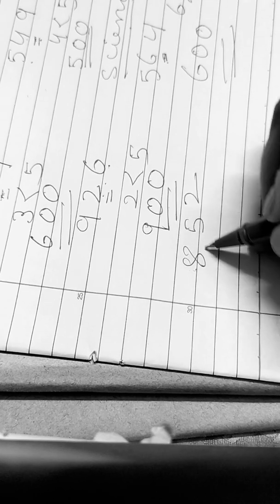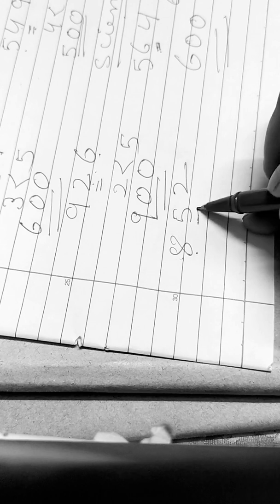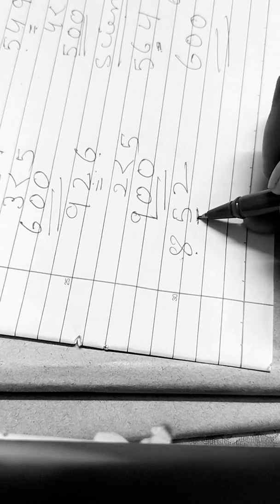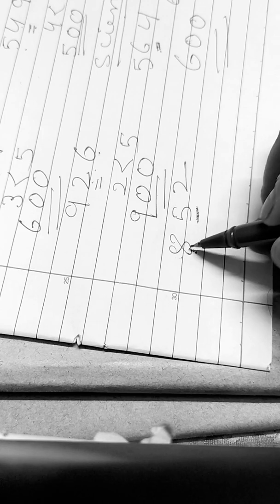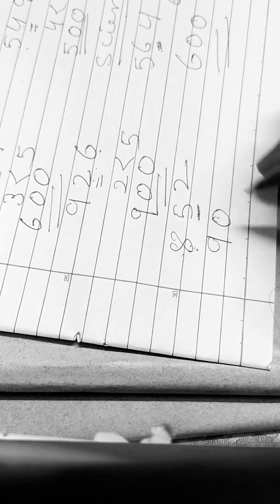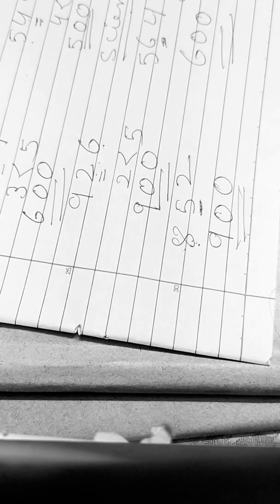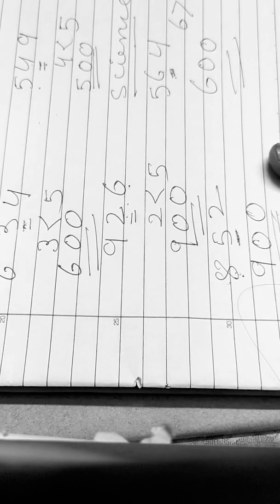852. Again, we have to round it off to the nearest 100. So we will see the digit at the tens place. Tens place is 5. And we know when it is 5 or more than 5, then the digit which is at the 100 place will increase by 1. So this will become 9, this 5 will become 0, this 2 will become 0, and the answer will be what? 900. Okay.